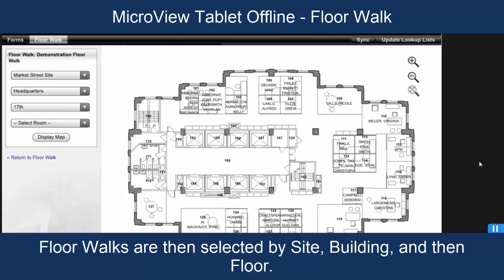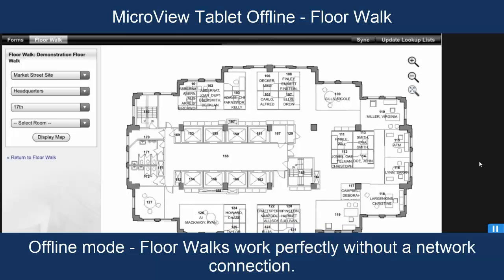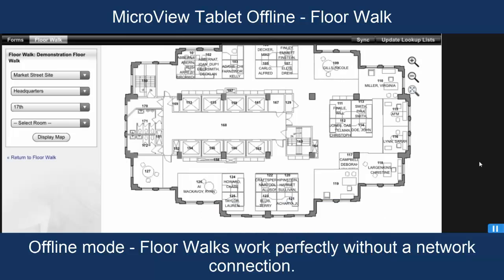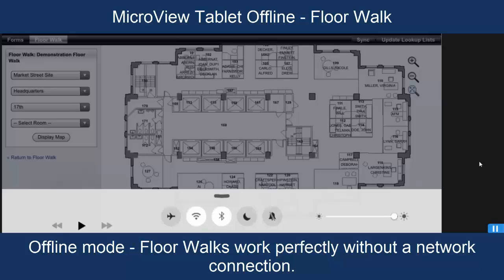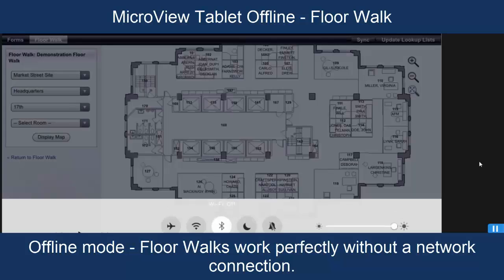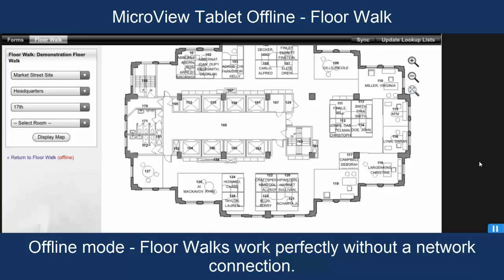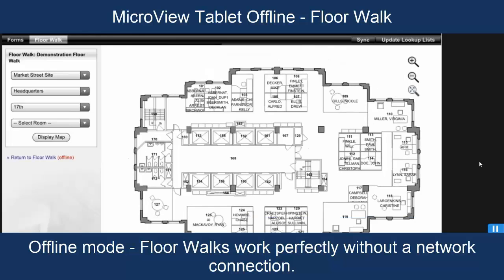Before we go much further, one of the real strengths of MicroView Tablet is its ability to work offline, so we're going to do that at this point. I'm going to pull things up from the bottom of the screen here and turn off the Wi-Fi connection for this iPad. Pull the map back to where it was, and we're going to start here in room 101.